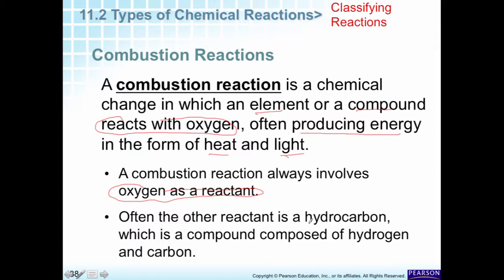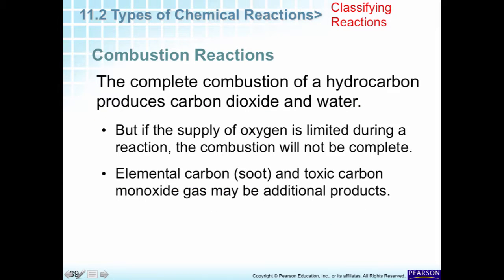A lot of times, the other reactant is a hydrocarbon, meaning we have carbons and hydrogens in them. Things like methane gas or propane gas, which are cooking gases. If you have a complete combustion, you will always get carbon dioxide and water. So if you have a combustion reaction and you see these two products, you know that it's combustion.